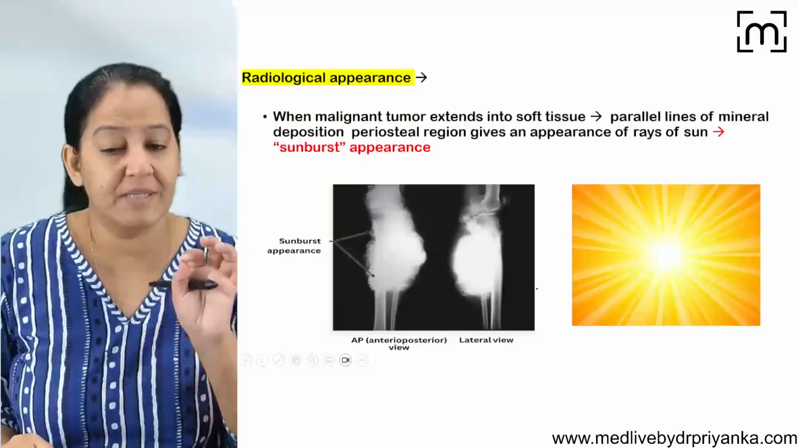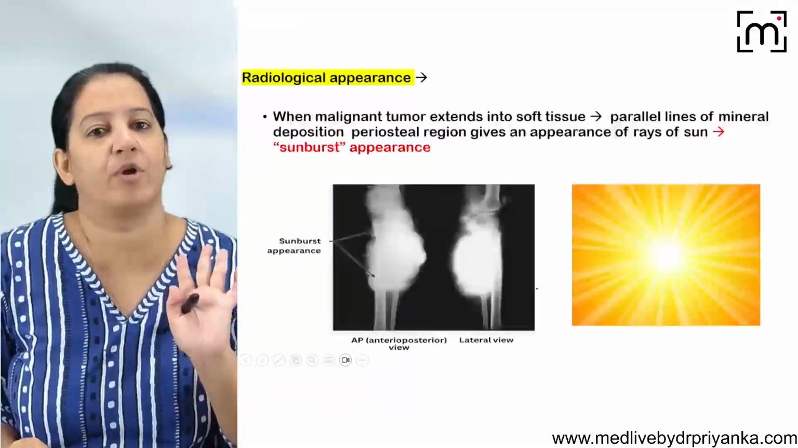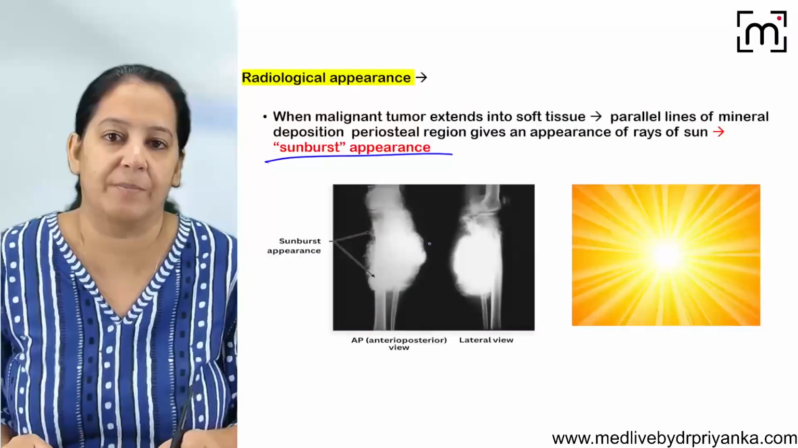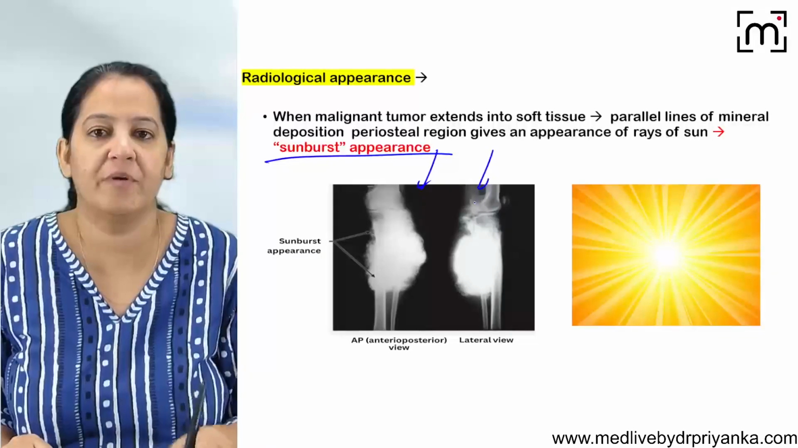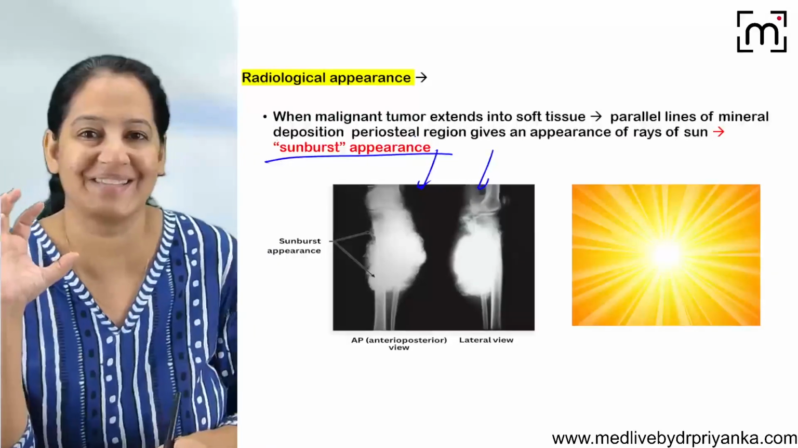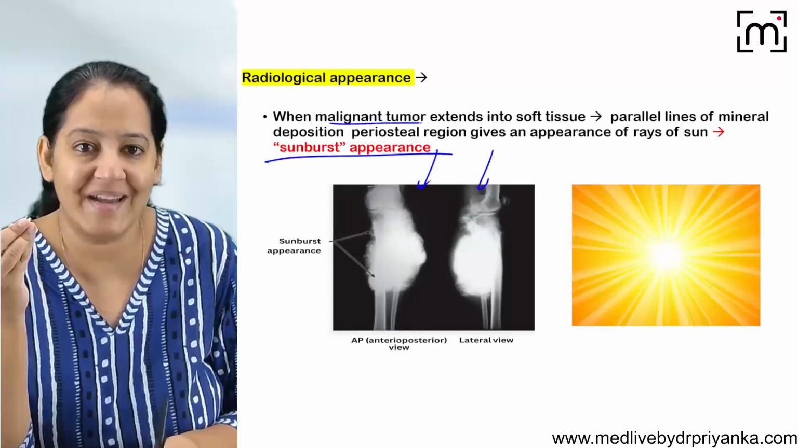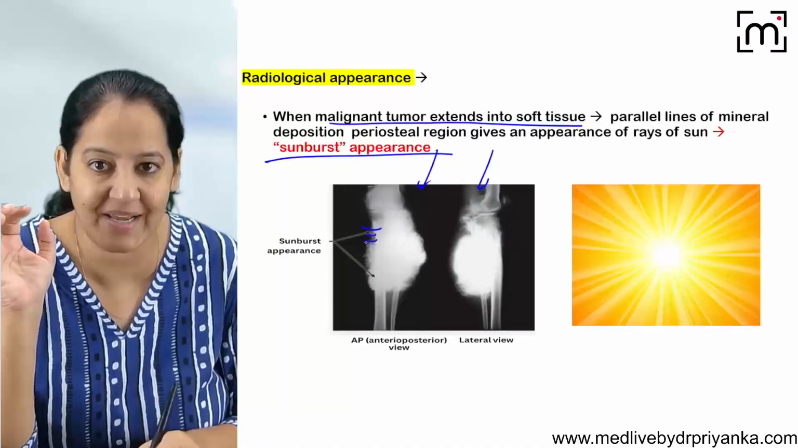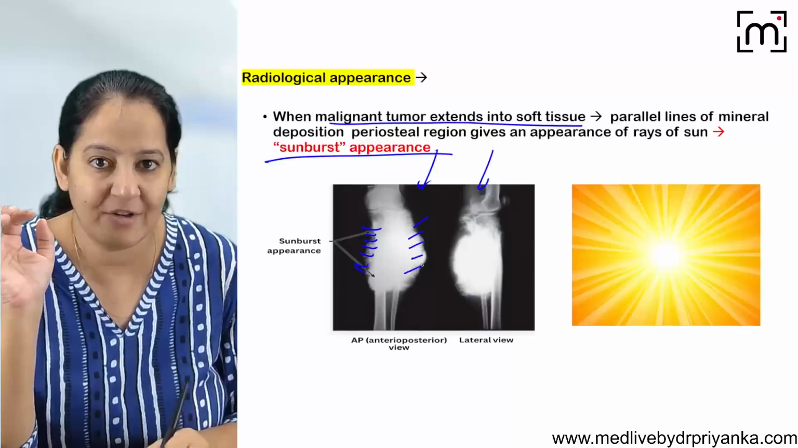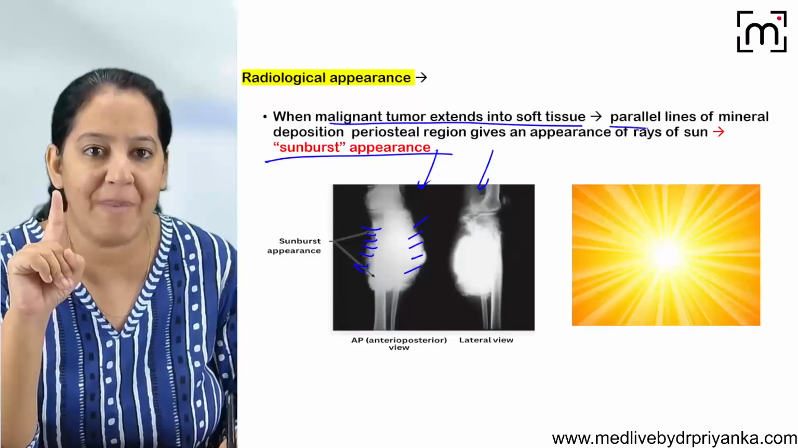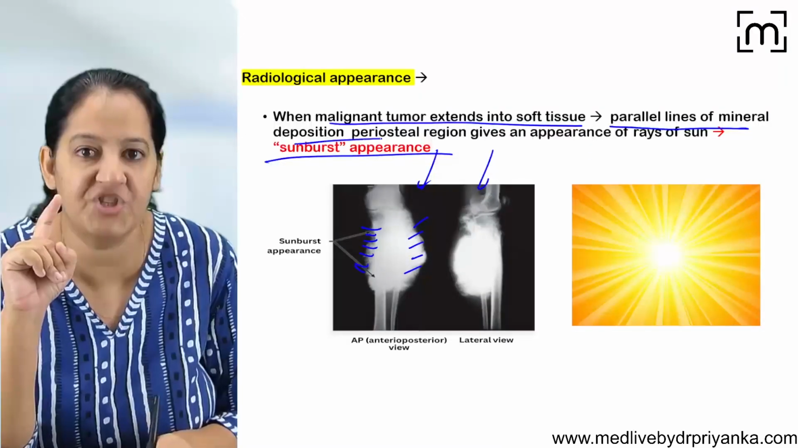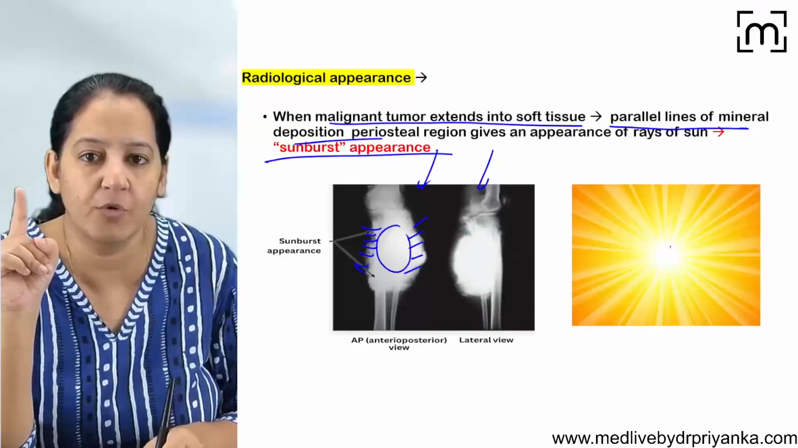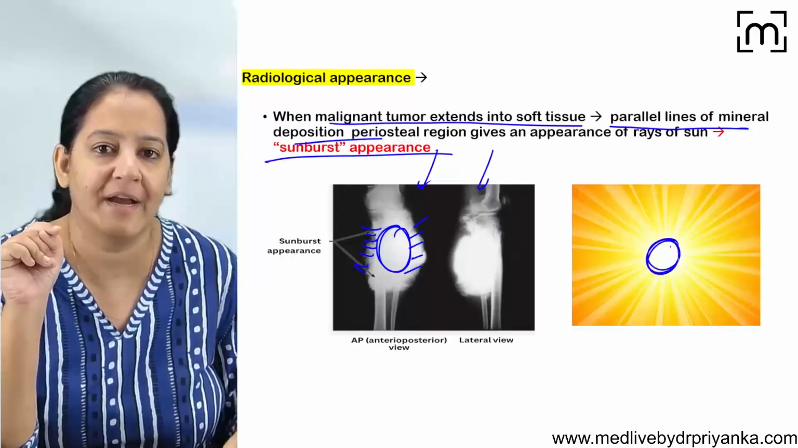Now the radiological appearance is very typical. You have to learn two findings in the radiological appearance. What are the two findings? The first finding is the sunburst appearance. See the tumor radiologically. The tumor is extending into the soft tissue. When the tumor is extending into the soft tissue like this, parallel lines of mineral deposition give an appearance of the rays of the sun. So you can see this is the tumor. It is looking like the sun.